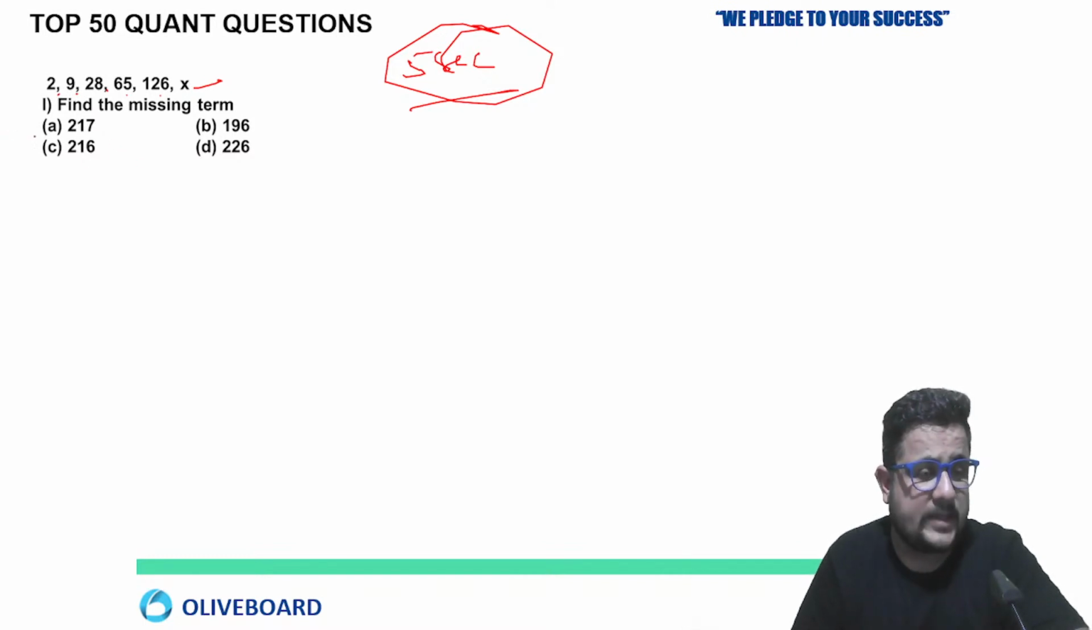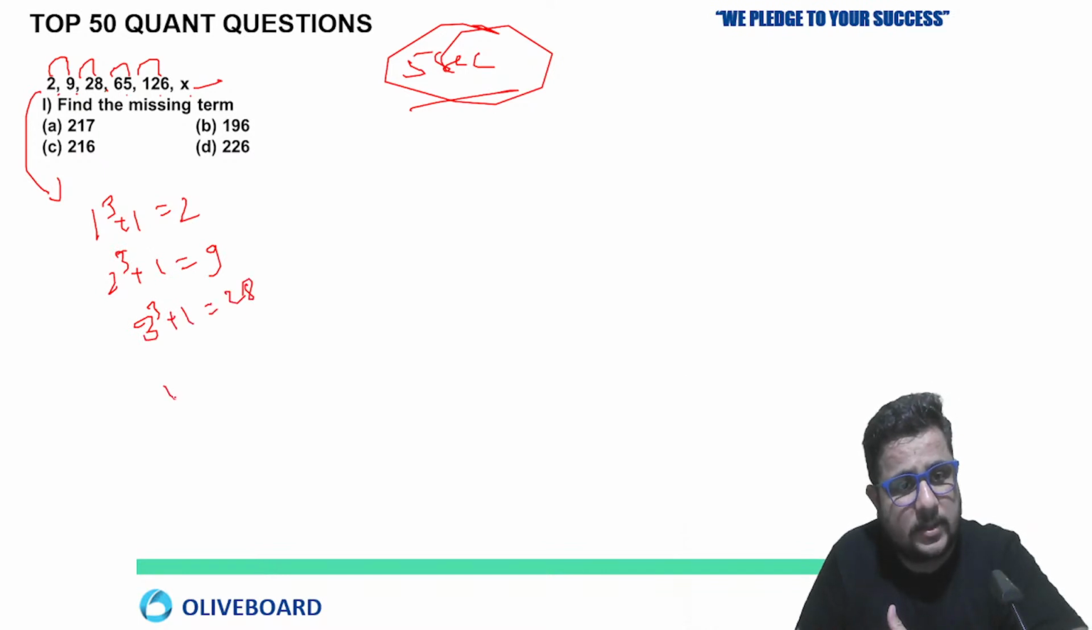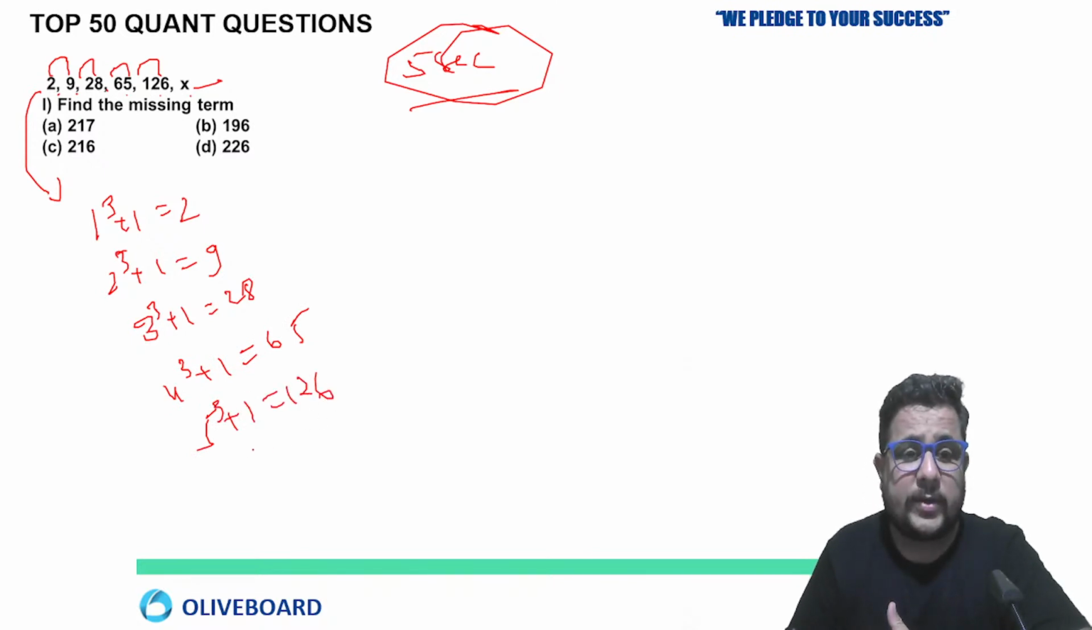What is going to be the answer of this one? See, 2, 9, 28, 65, 126 and x. These are all nearest to a perfect cube value, right? Yes, consecutive numbers. 1 cube plus 1 is 2. 2 cube plus 1 is 9. 3 cube plus 1 is 28. 4 cube plus 1 is 65. 5 cube plus 1 is 126. So what is going to be the next? 6 cube plus 1, which is 217.